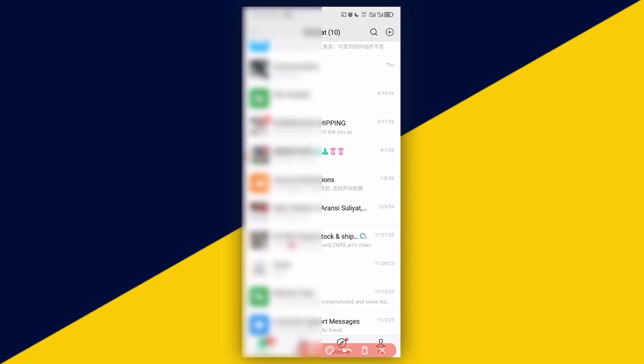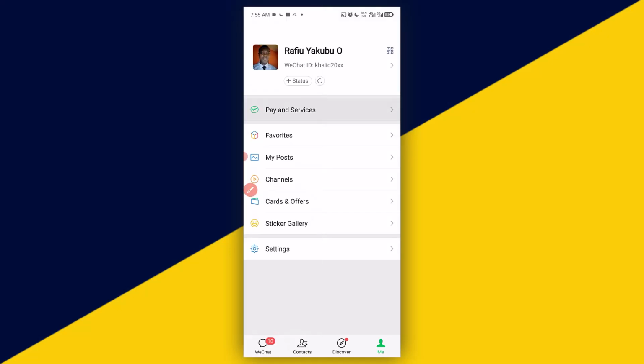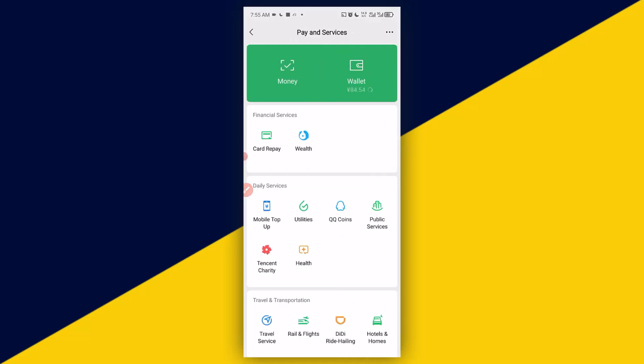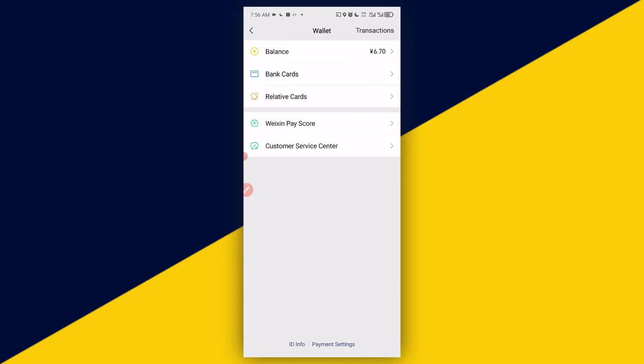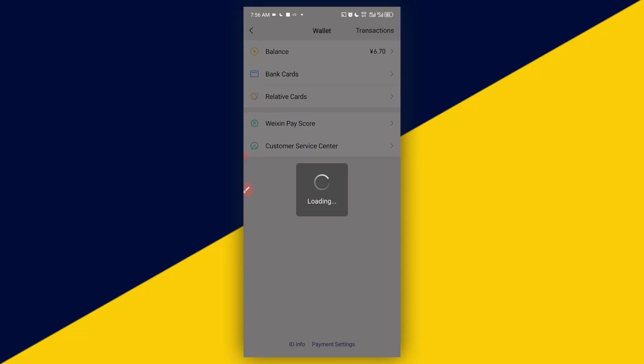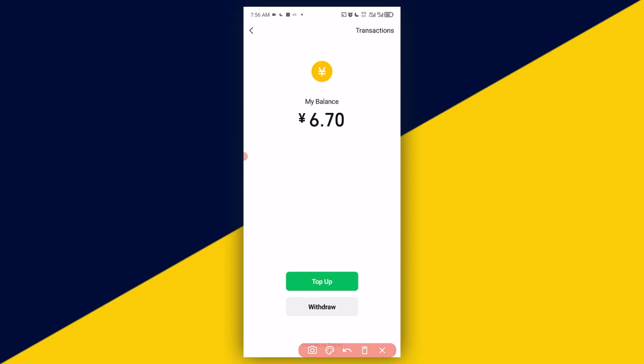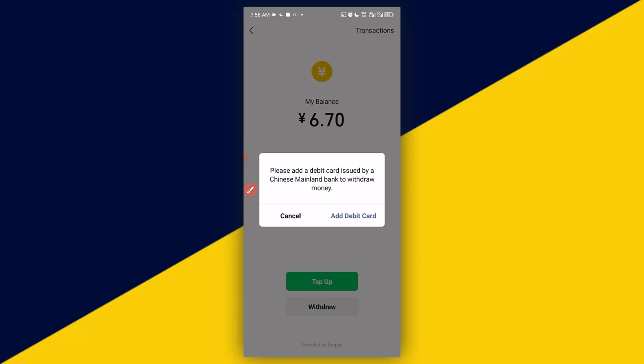Let me quickly walk you through. If you click on Me right here and go to Pay and Services, then to my wallet, so we are talking about this wallet right here. Let's say I want to withdraw this token amount I have in my WeChat wallet. You click on the wallet, then go to balance, and right here as a foreigner, you tap on withdraw. When you click on withdraw, this is what you see.